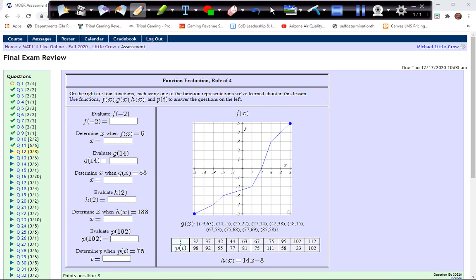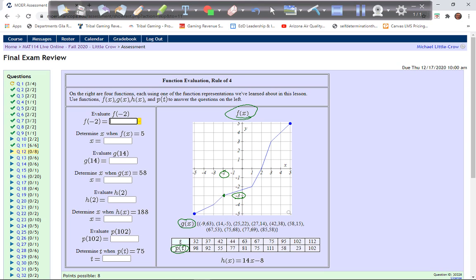Now we've got some function notation, and we are going to be looking for some points. So evaluate f of minus 2. So here's the f function, here's a g function if they give us that, and here's the p function. Okay, so we're going to do multiple things with these. F of minus 2 means we come to where x is negative 2. We go up or down until we hit the graph, and then we read the y value. So negative 3 is our answer. Put that in. It's negative 3.